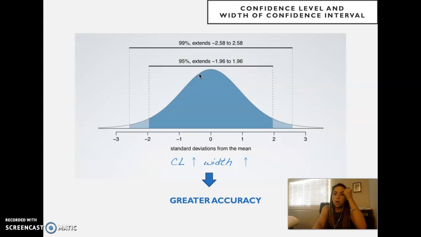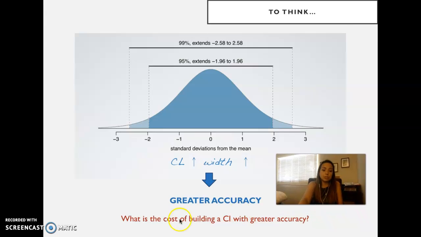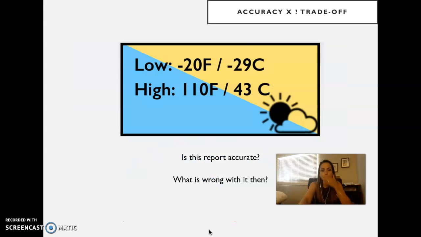So you might be wondering, why don't we just compute a 100% confidence interval or 99% all the time? Well, this is similar, again, to asking what is the cost of building a confidence interval with greater accuracy? What's the trade-off, I'm asking? So think about this. Imagine you looked at the weather forecast today, and it said that the temperature today would be somewhere between -20 Fahrenheit and 110 Fahrenheit. Somewhere between the two. What is the chance of this report being accurate?